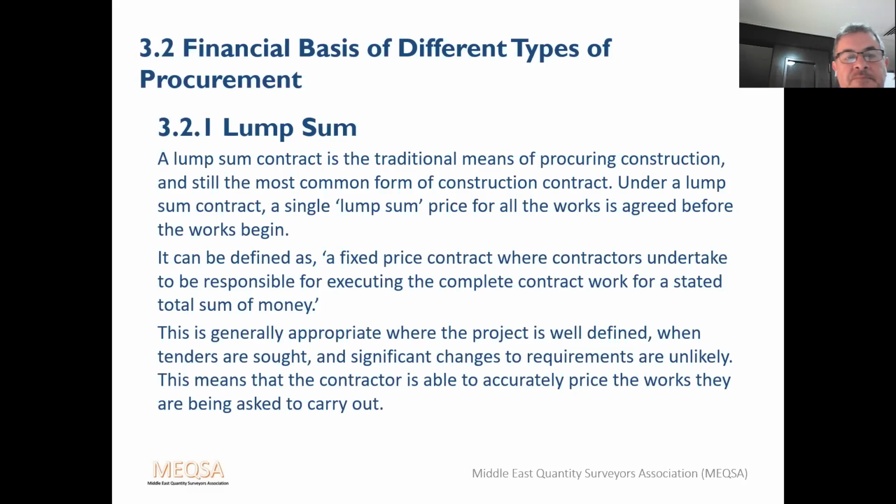Lump sum. A lump sum contract is a traditional means of procuring construction. It's still the most common form of construction contract. Under lump sum, a single lump sum for all works is agreed before the works begin. If you're asked for a definition, it's a fixed price contract where contractors undertake to be responsible for executing the complete contract work for a stated total sum of money.